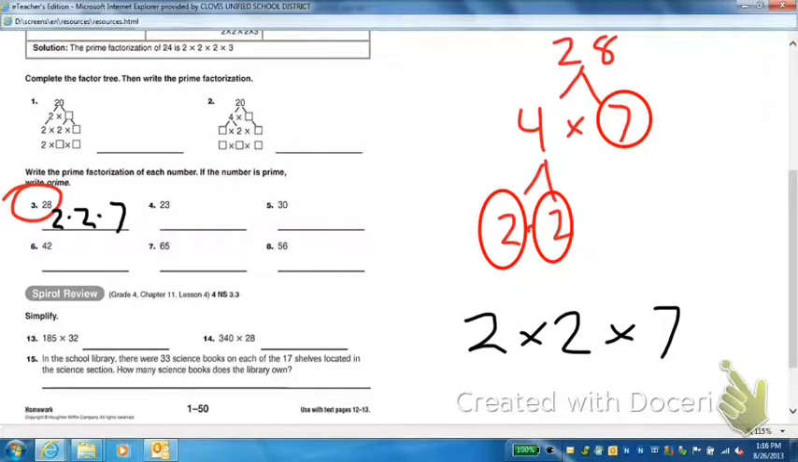I use a multiplication symbol or a dot between the numbers, which also means multiply. Hope this helps, and Lesson 4 would be next.